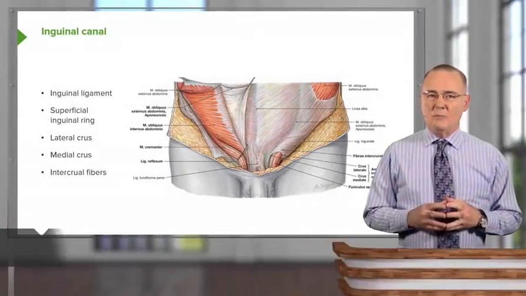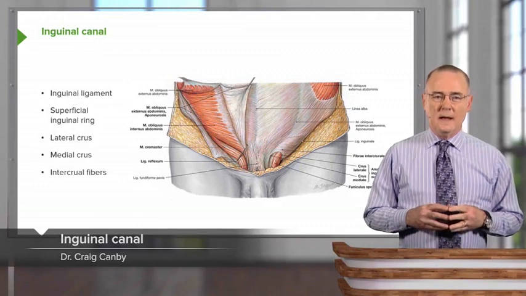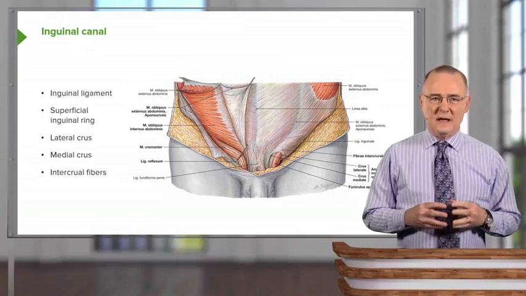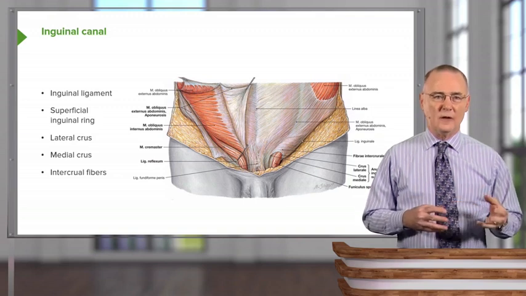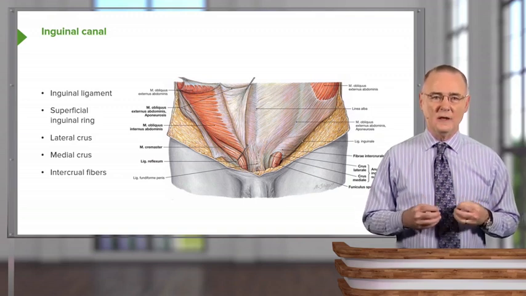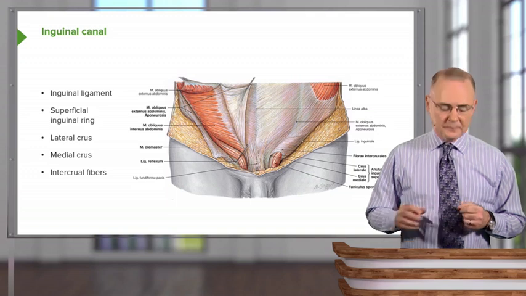Next, we'll take a moment to understand the inguinal canal and the features that you see to your left: the inguinal ligament, the superficial inguinal ring, lateral crus, medial crus, and intercrural fibers are all demonstrable on this particular illustration.